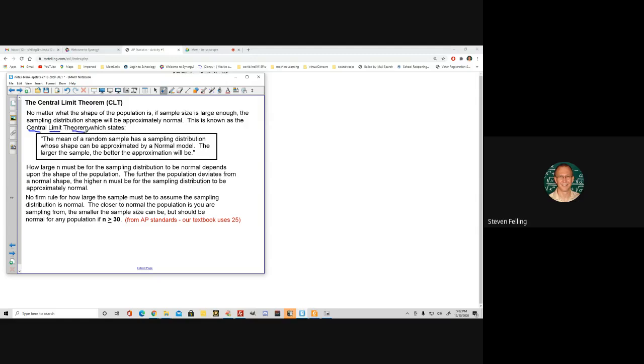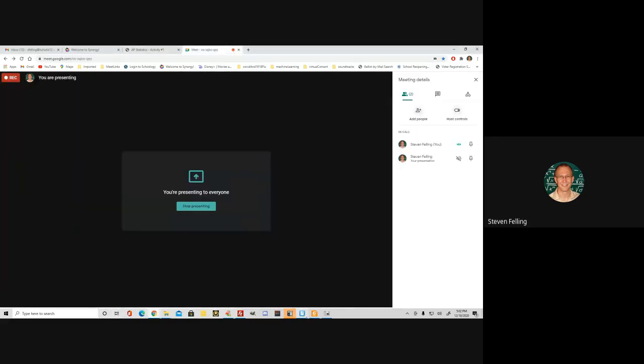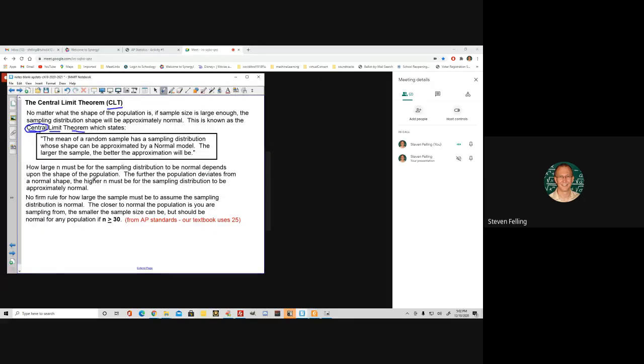And the reason why it's called that is not because it's about centers. It's because this idea is so central to all of statistics that it's right at the center of what we call inferential statistical analysis. So it's called the central limit theorem. It's sometimes abbreviated CLT because we refer to it a lot. It states this. This is the way our textbook states it anyway. If you were to put it in a sentence, the mean of a random sample has a sampling distribution whose shape can be approximated by a normal model. The larger the sample, the better the approximation will be.